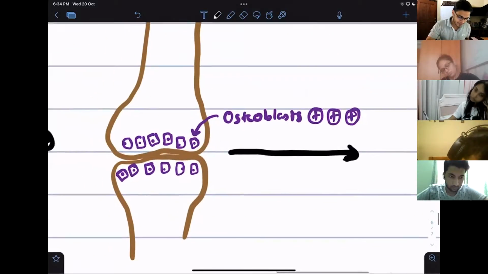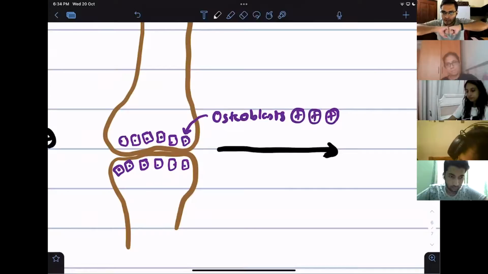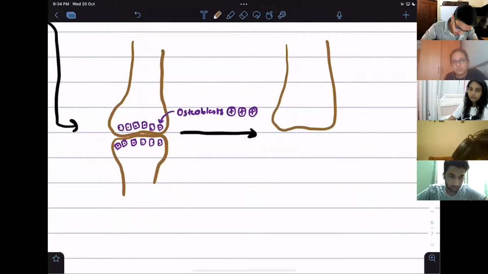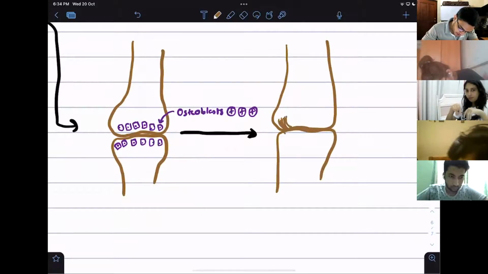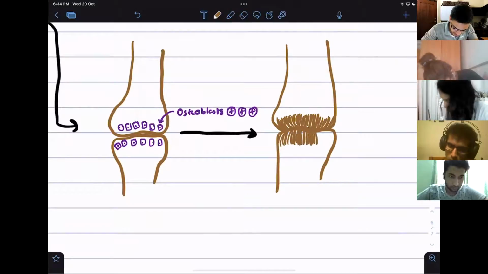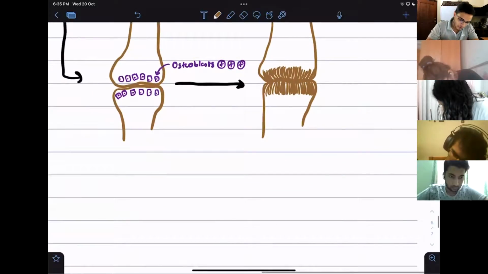Is there enough space in the joint for the bone to grow? There is no joint space. There is joint space narrowing, right? The bones are touching each other. So what is going to happen in this area? This subchondral region starts thickening as osteoblast activity increases. Subchondral bone gets very much thicker. Subchondral bone thickening.